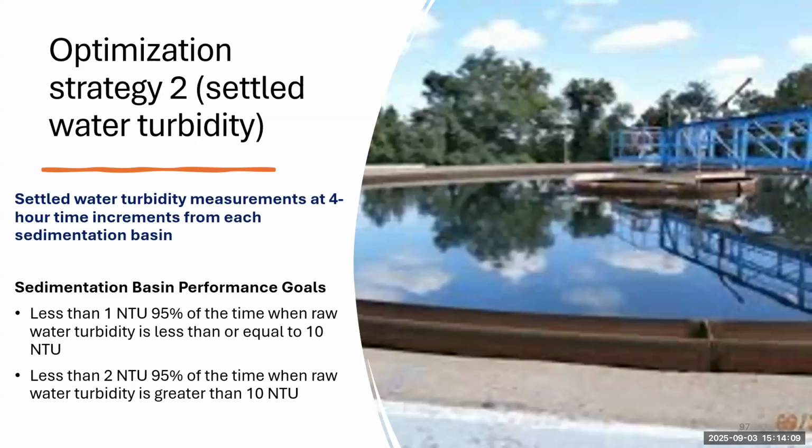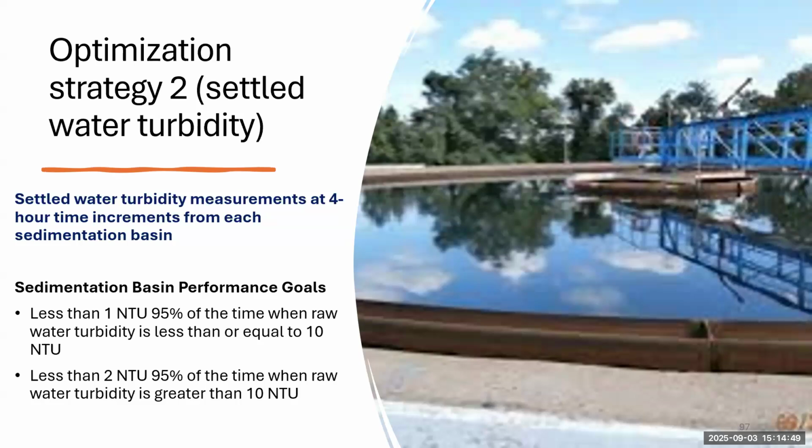The second one here is measuring that settled water turbidity. So we're looking at the outlet from the sedimentation basin. How well has our sedimentation basin been working? We talked about yesterday that we're looking at 60% to 80% removal of turbidity in most sedimentation basins. That's a wide range, but that's the range that water plants are achieving. But really, these optimized goals that we're looking at here are closer to 90% efficiency of turbidity removal in a sedimentation basin.